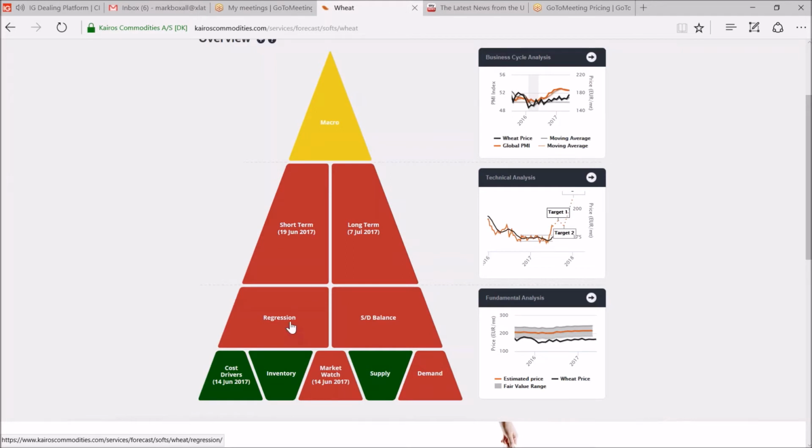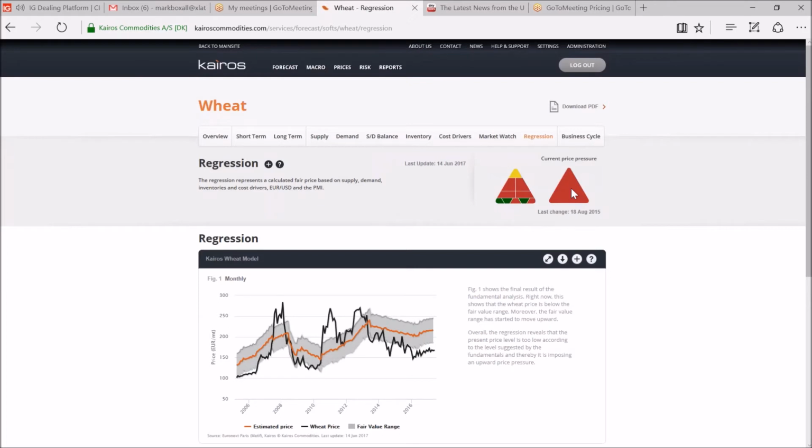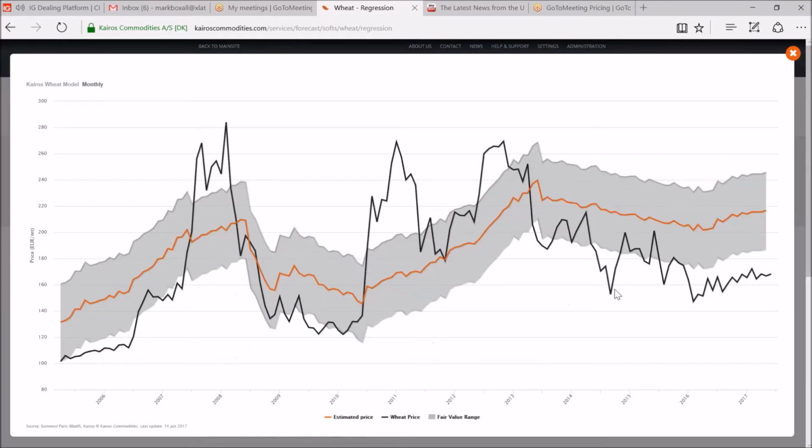Last but not least, we're going to take a look at regression, which, if you remember, summarises all the fundamental elements and is very much the unique part of the Kairos system. Currently, the price pressure is red, meaning price upwards. So if we just blow the model up, let me explain what the lines mean. The orange line is the expected price of wheat from the model, and the grey area is the margin of error. This is not a precise science.